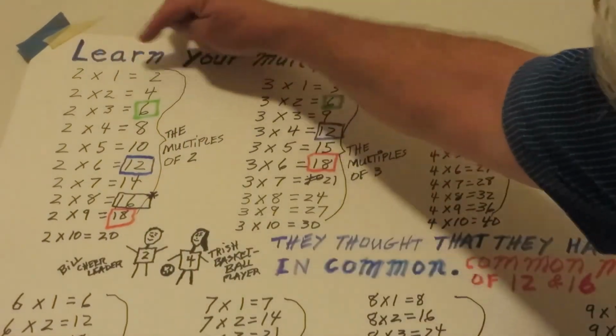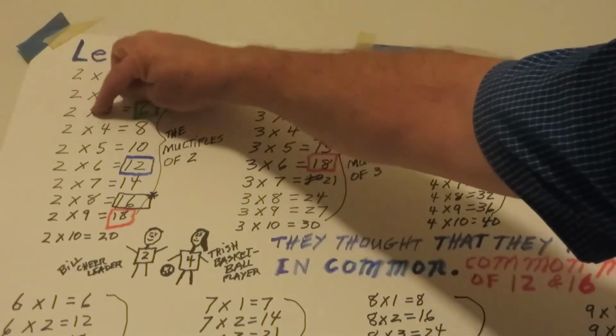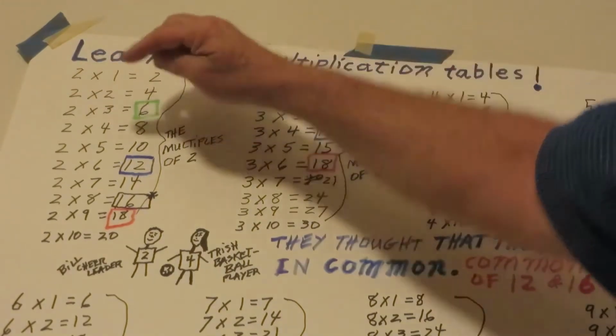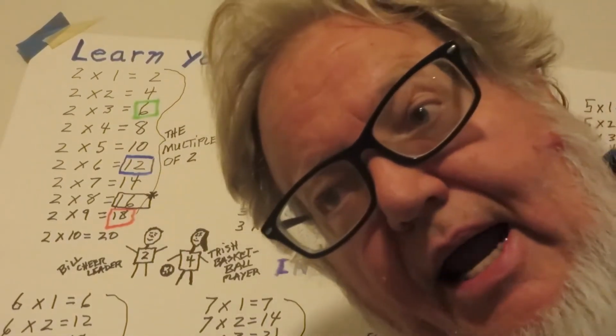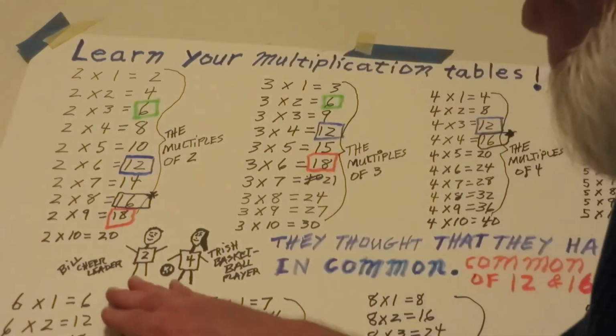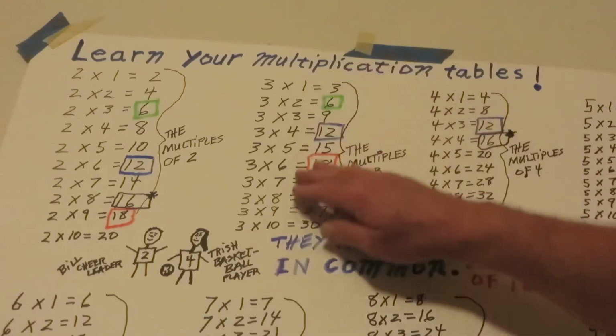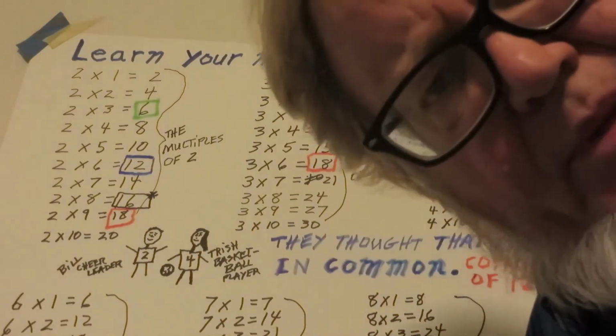2 times 1 is 2. 2 times 2 is 4. 2 times 3 is 6. And I'm sure on other programs on YouTube or Khan Academy or elsewhere, you will repeat. You can do repetition of your times tables until you know them.